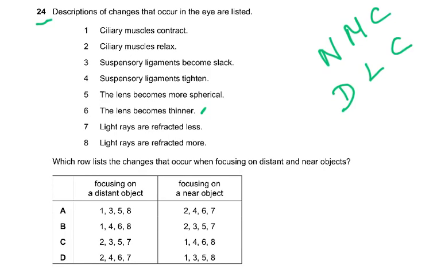So what will happen to the ciliary muscles? If it has to become less convex, the ciliary muscles have to relax, the suspensory ligaments have to become tight, the lens becomes thinner, and the light rays are refracted less. So that is why the answer to 24 was D: 2, 4, 6, 7. A near object is more convex, so it's going to be the other way around. You need to revise this chapter if you're not very clear on this.